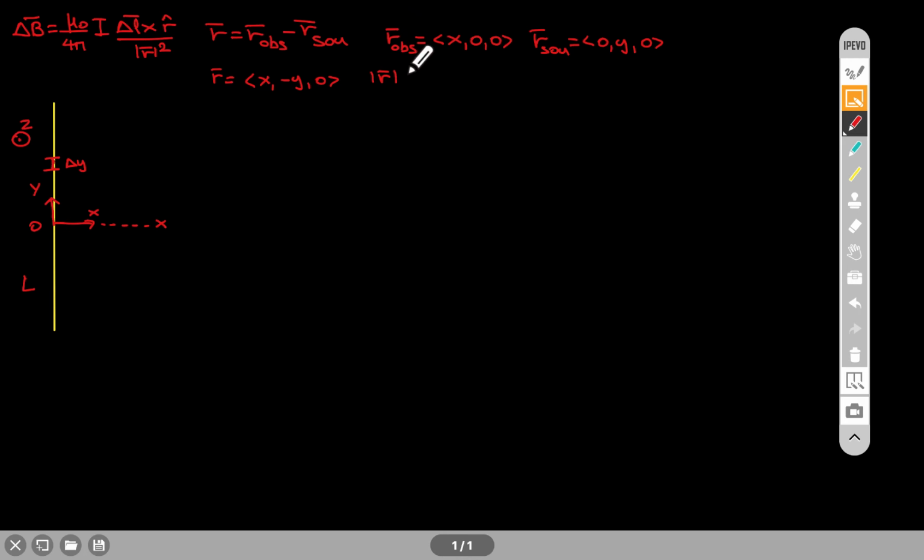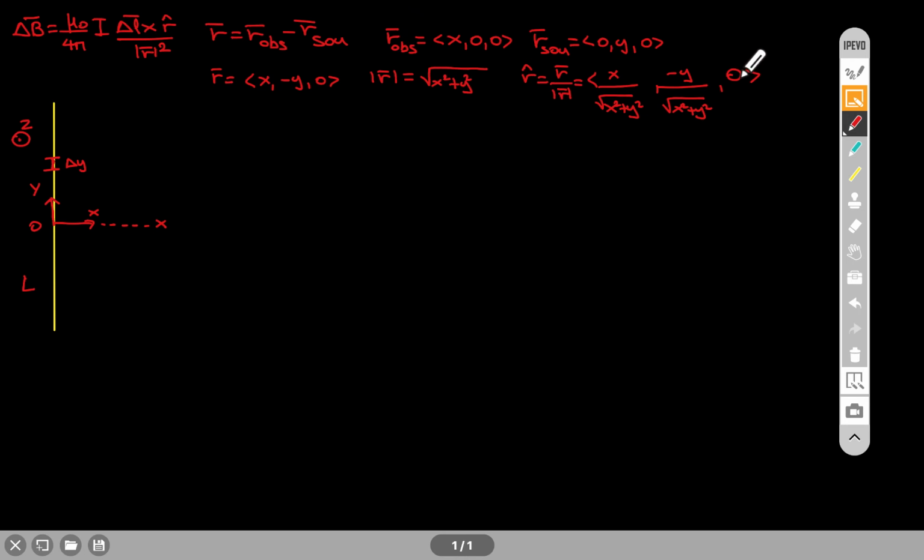This will give me a magnitude of r, the square root of x squared plus y squared, and then the vector r hat, the unit vector, is r over the magnitude. So this will be x divided by the square root of x squared plus y squared, comma, minus y divided by the square root of the same quantity, x squared plus y squared, comma 0.